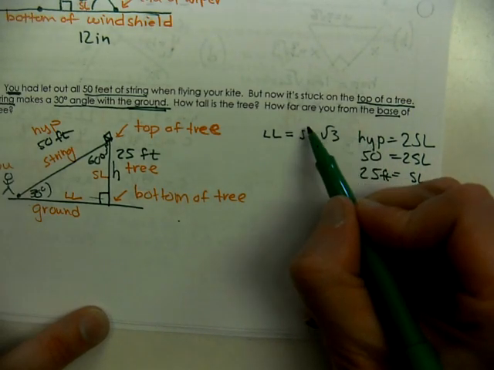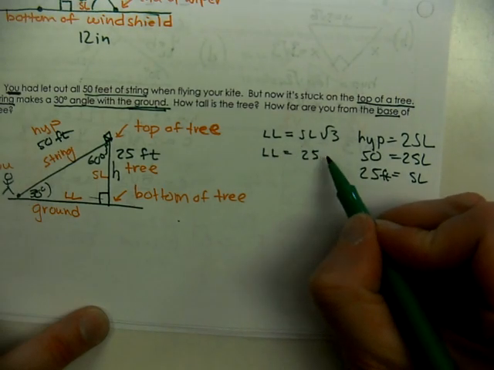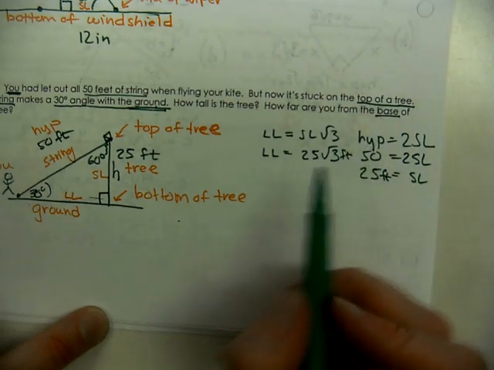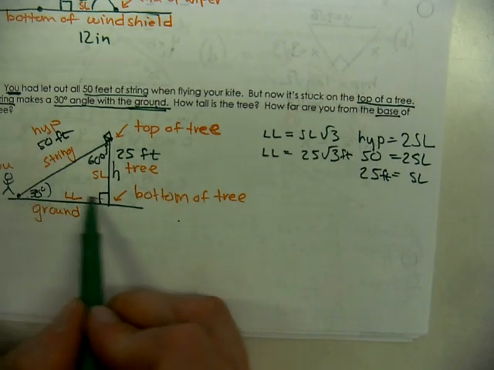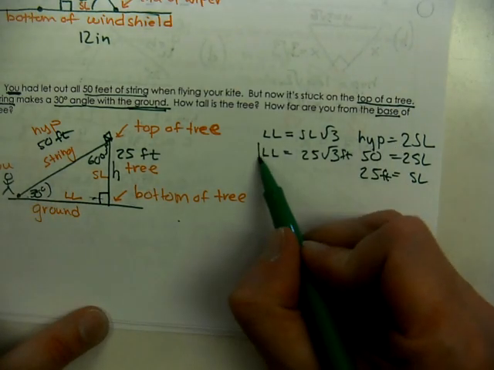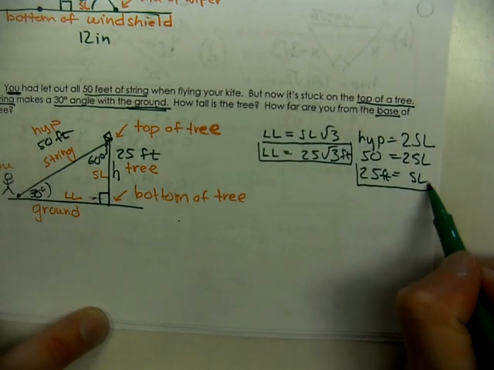Take that information to the next, and the long leg is 25 times root 3. That's also in feet, right? And that's answering the second question. That's how far are you from the base of the tree? So there's our two results. There's that second question, and there's that first question.